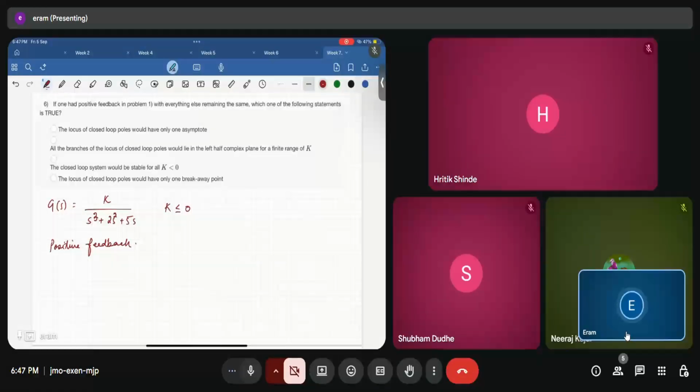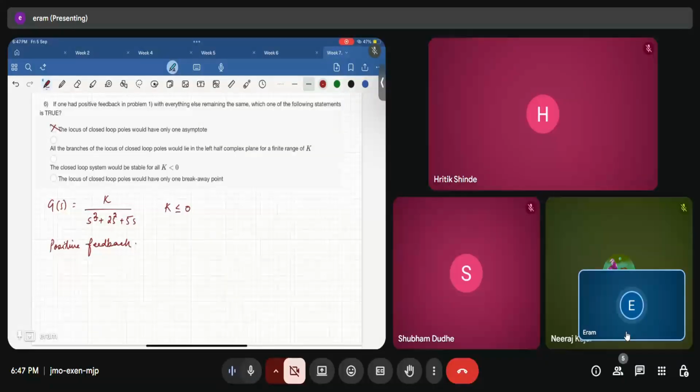See, the first option is for sure not correct. Why? The number of asymptotes will not change by changing the feedback, because the number of asymptotes depends on the number of open loop poles and zeros, so that is not changing, so the number of asymptotes will remain the same, that is 3. Okay, so the first option is not correct.